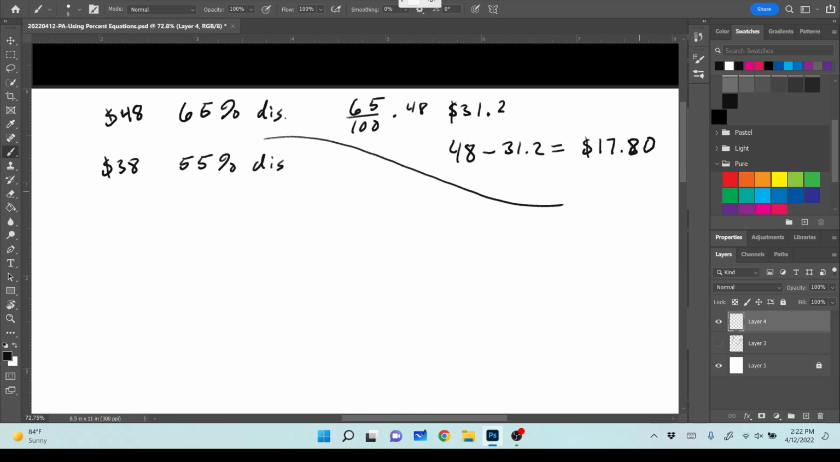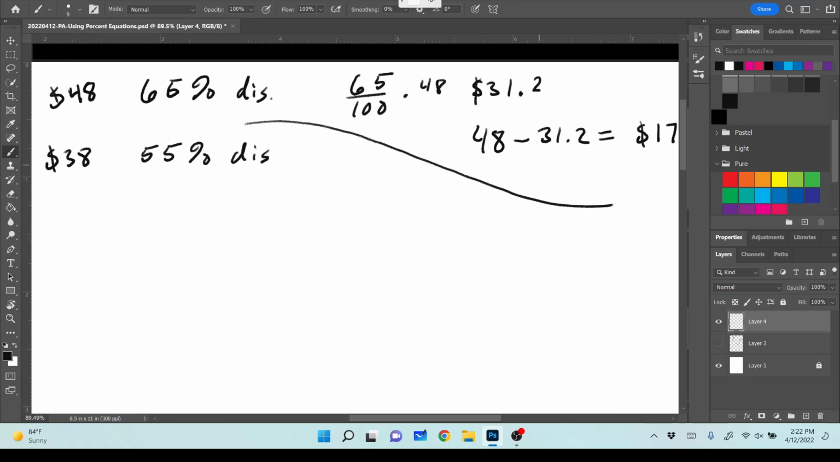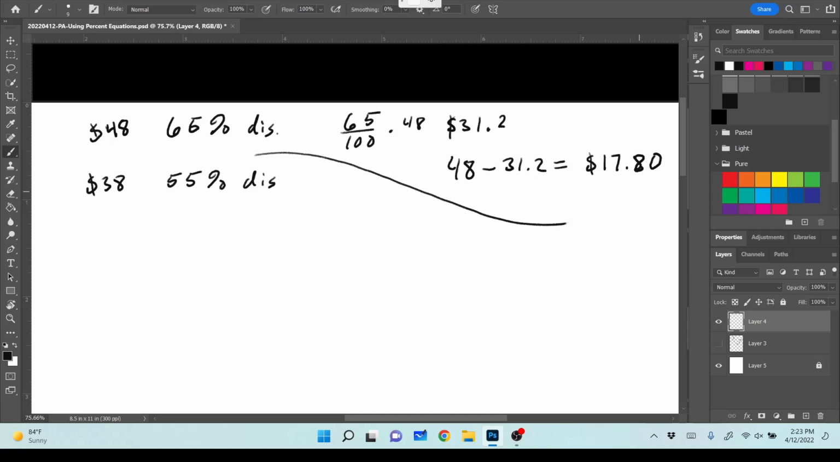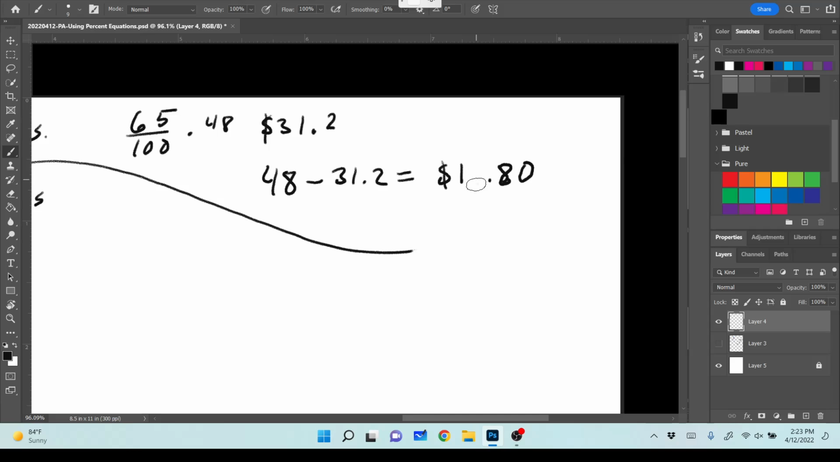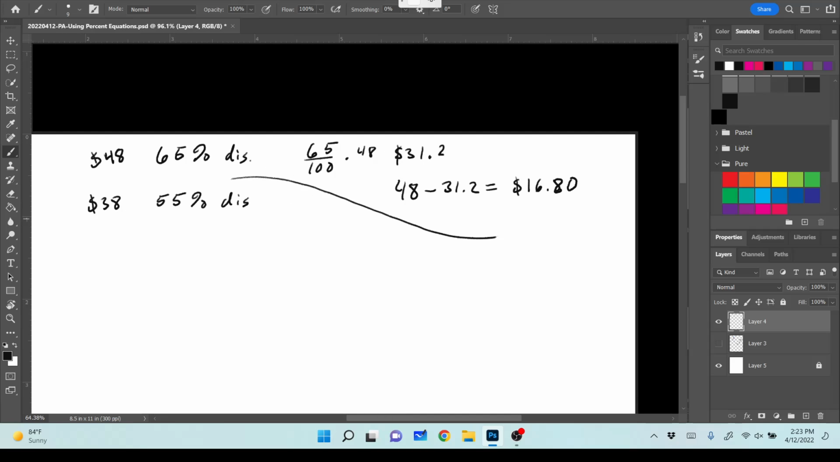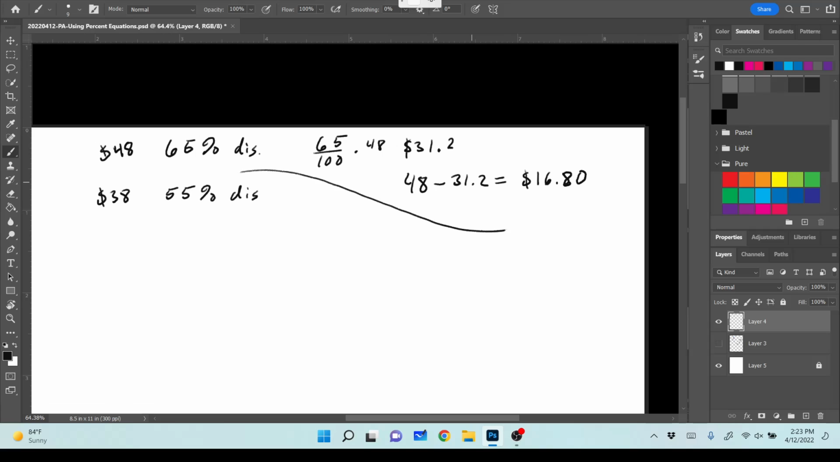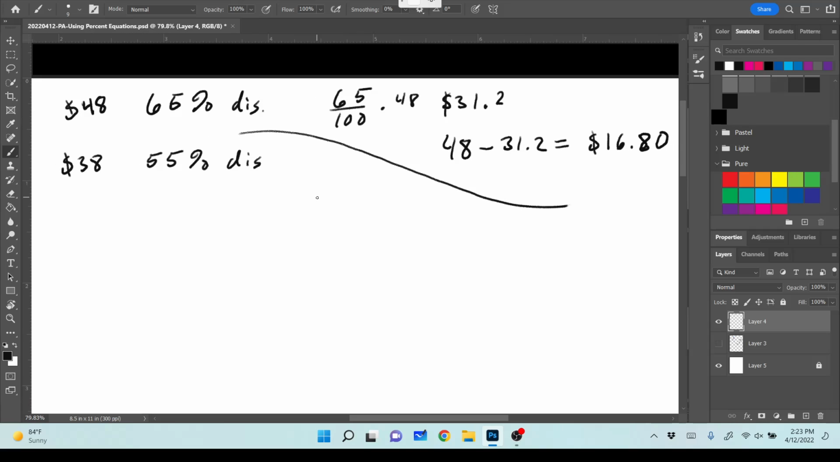So then we need to do the same thing on this other one. So what are we going to do here? Put 55 over 100 times the 38. We're finding 55% of 38.